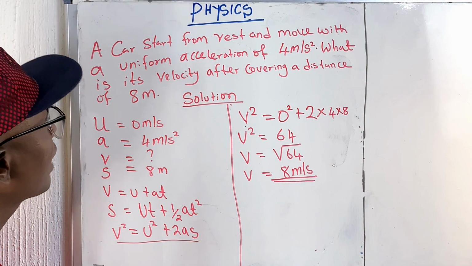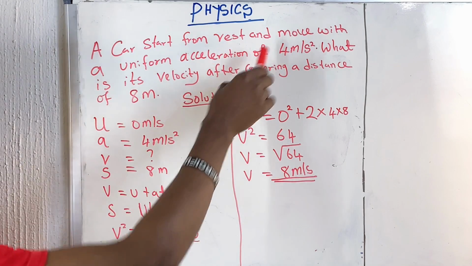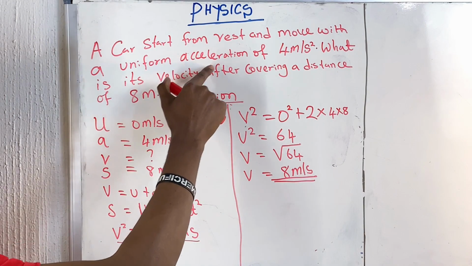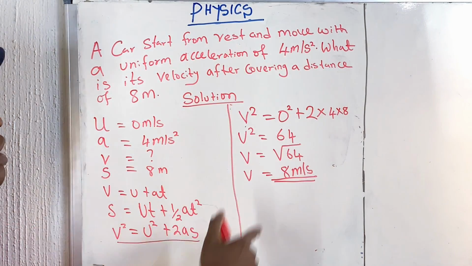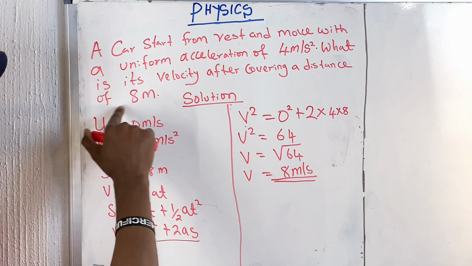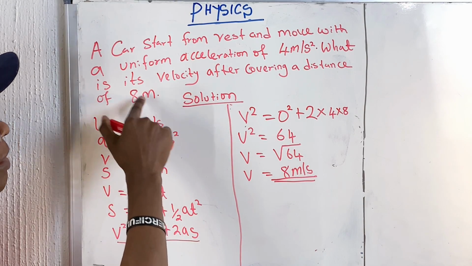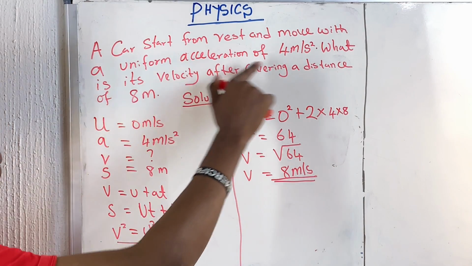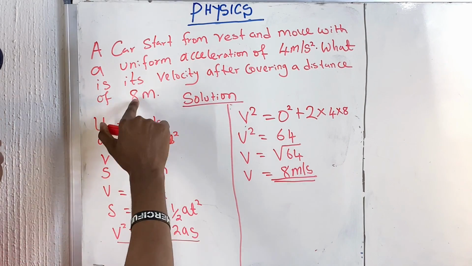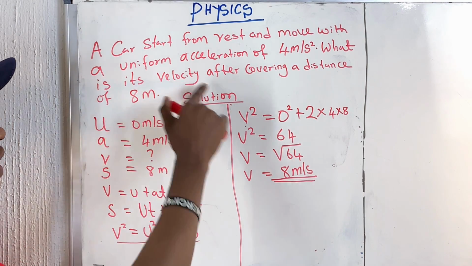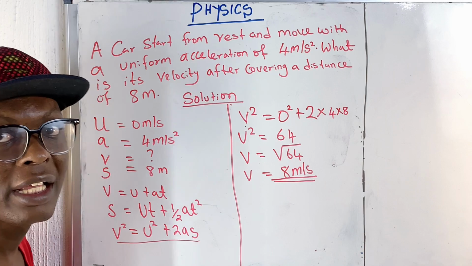So it simply means that this car that starts from rest and moves with a uniform acceleration of 4 meters per second squared, and covers a distance of 8 meters, has a velocity after covering 8 meters of 8 meters per second.